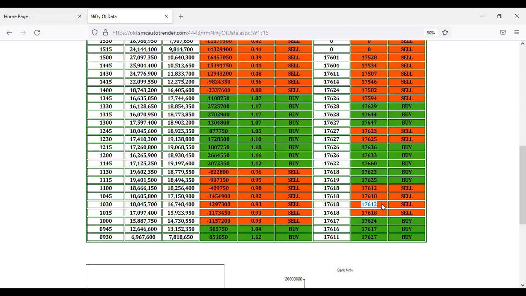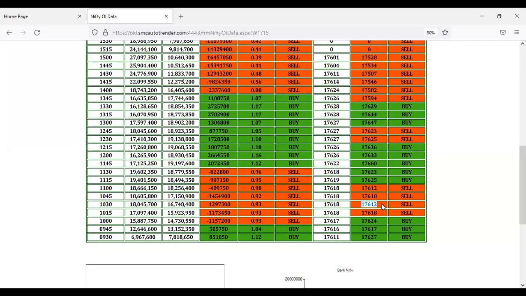Now, the second question is how to take a trade. Selection of strike price. You will always be tempted to take a simpler option, which is buying a call or buying a put. I'll say that looking at this data, you buy a put. So what will be the strike price?